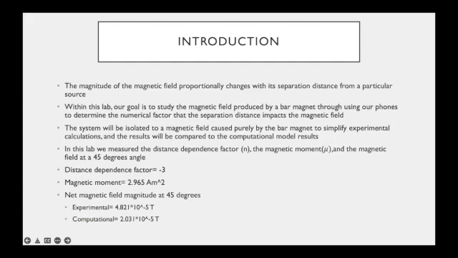In this lab, the distance dependence factor was calculated to be -3. The magnetic moment mu is calculated to be 2.965. The experimental net magnetic field at 45 degrees was determined to be 4.821 e to the -5th. The computational model yielded 2.031 e to the -5th.